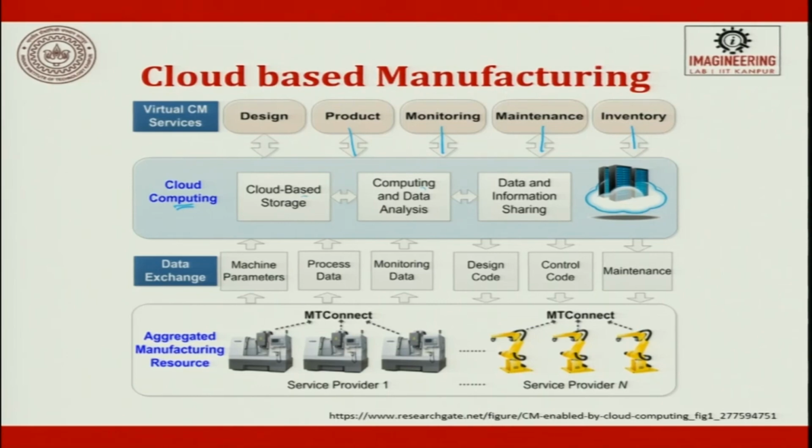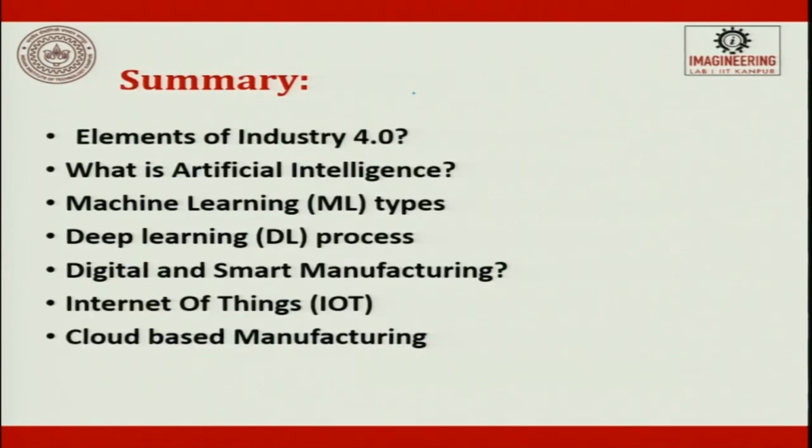This data is exchanged. Based on this data which is collected, the analysis is done, and finally the service provided by the cloud in today's manufacturing scenario can help you in design, product, monitoring, maintenance and inventory. So, it is very, very efficient today. Finally, to summarize what we have discussed till now: the elements of Industry 4.0, what artificial intelligence is and its verticals, machine learning and machine learning types, the deep learning process, then digital and smart manufacturing, IoT, and finally cloud based manufacturing.